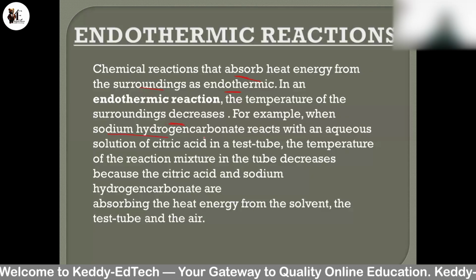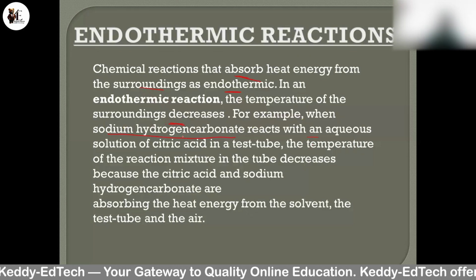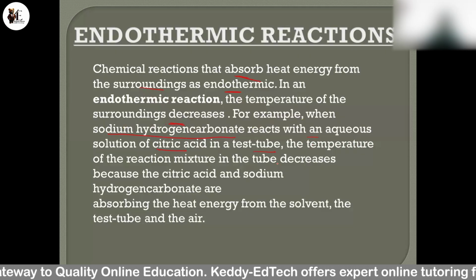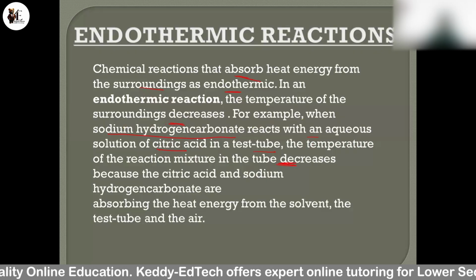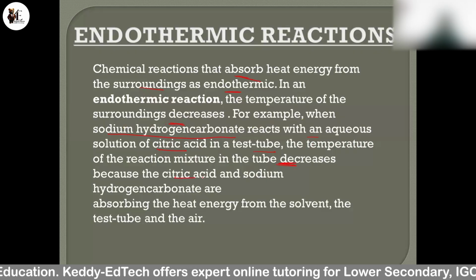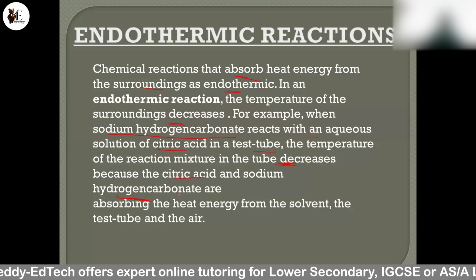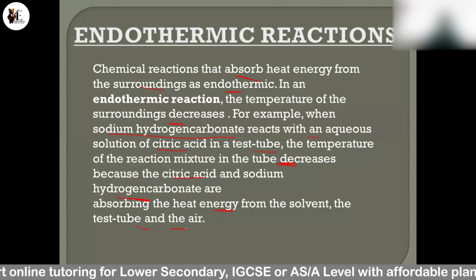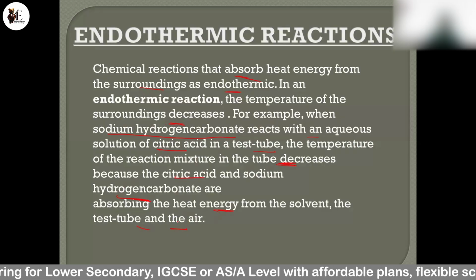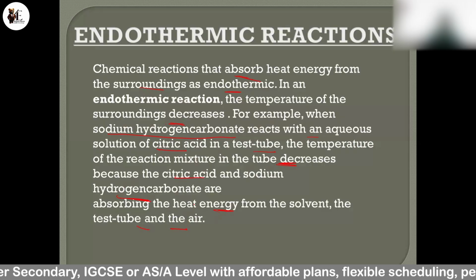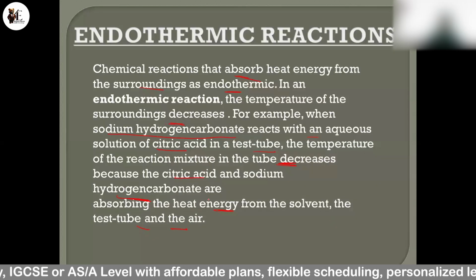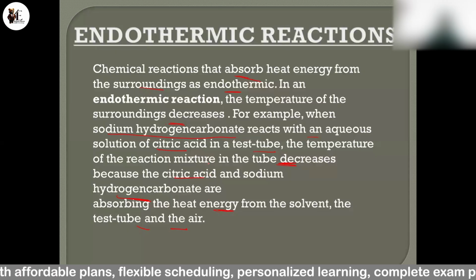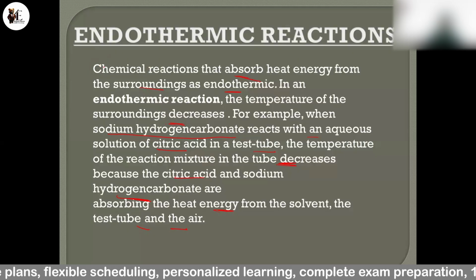An example is when sodium hydrogen carbonate reacts with an aqueous solution of citric acid in a test tube. You will see that the temperature of the reaction mixture in the tube decreases. The test tube will become cold. Why? Because citric acid and sodium hydrogen carbonate are absorbing the heat energy from the solvent, the test tube, and the air. That means from the surrounding. So they are absorbing the heat energy, right? So the test tube will become cooler. So it is your endothermic reaction.